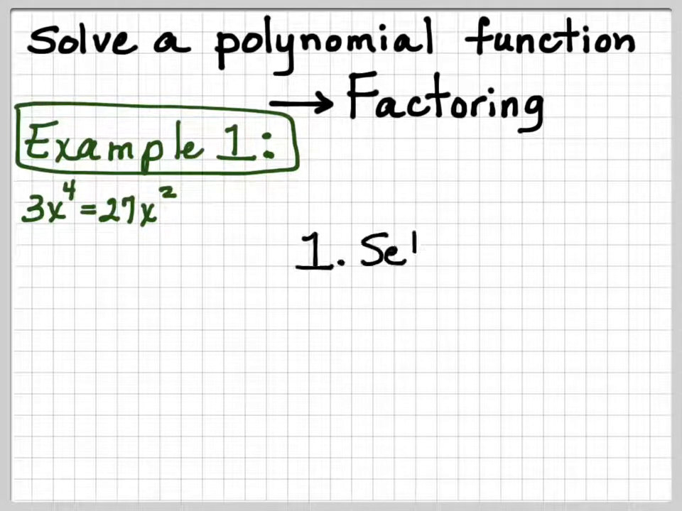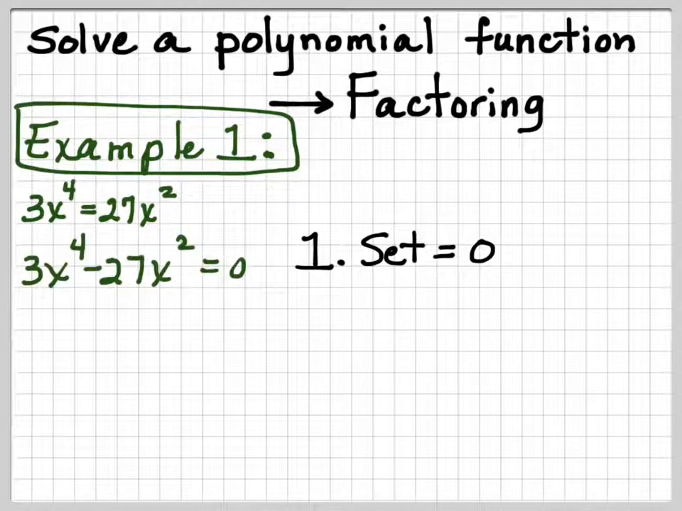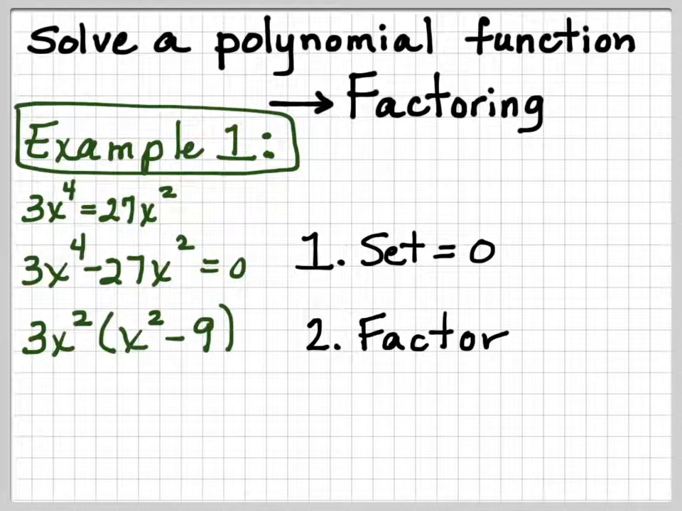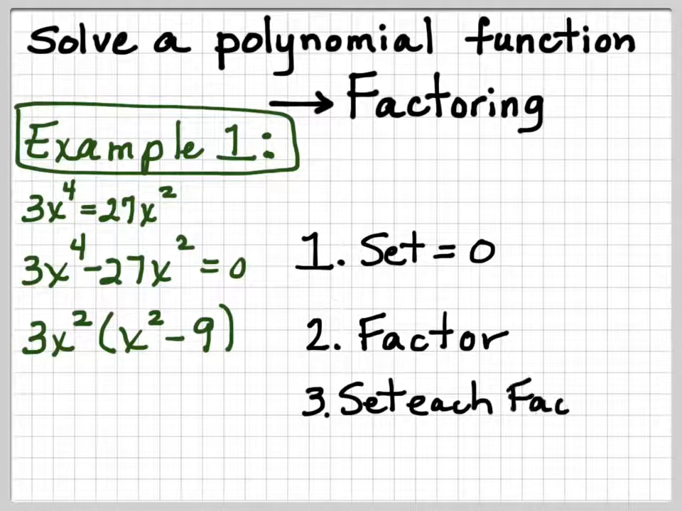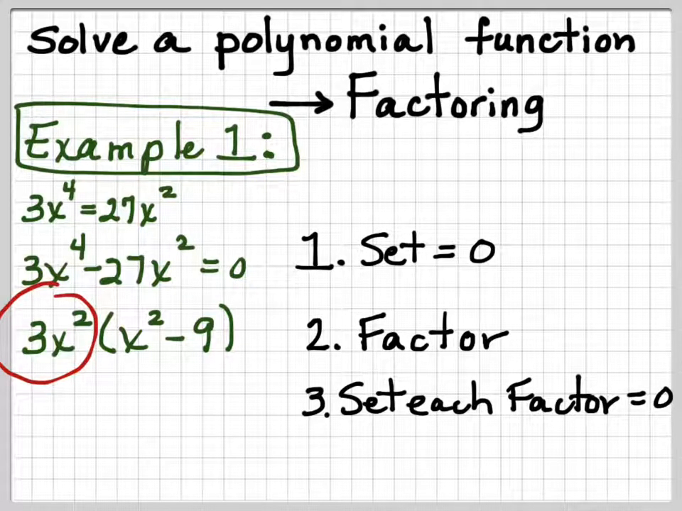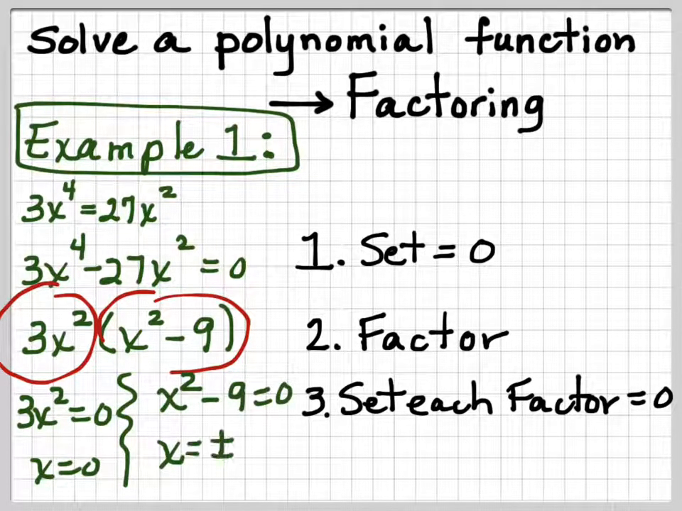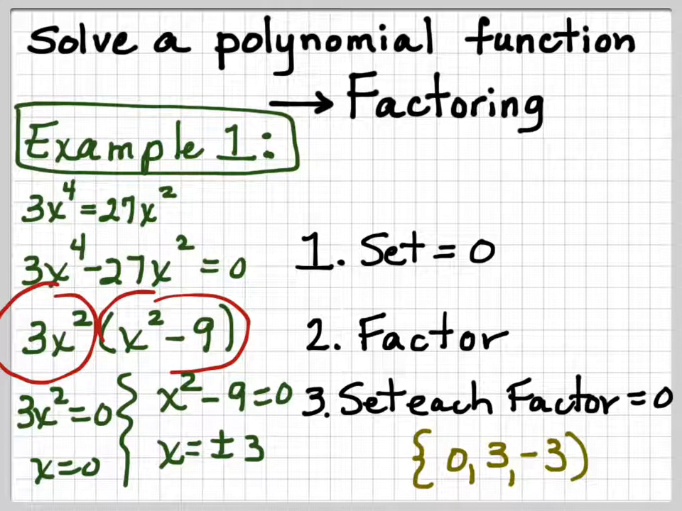So what we're going to do is, first of all, set the equation equal to 0. So this would give us 3x to the fourth minus 27x squared equals 0. Now we're going to factor, and we can pull out a 3x squared, so we have 3x squared times x squared minus 9, and then we're going to set each factor equal to 0. So we have two factors: 3x squared and x squared minus 9. So 3x squared equals 0 means x equals 0. x squared minus 9 equals 0 means x equals plus or minus 3. So it looks like we have three answers to this, which is 0, 3, and minus 3.